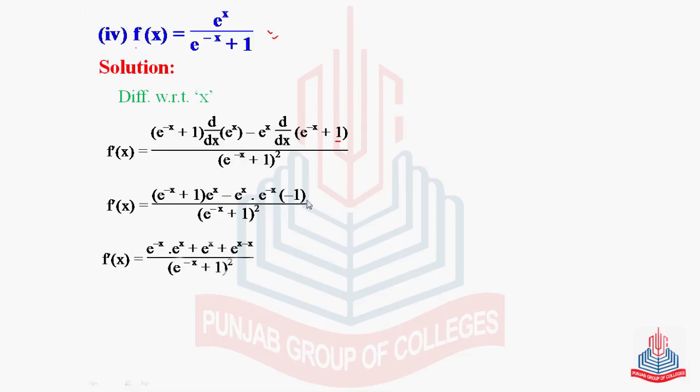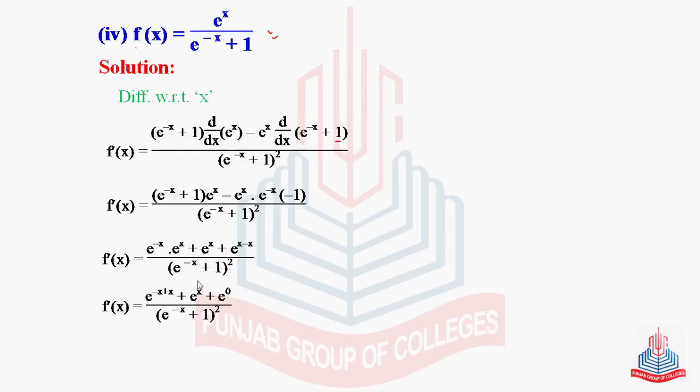Then the derivative will apply on minus x, which is minus 1. e raised to the power x will multiply by e raised to the power minus x, like this, e raised to the power minus x into e raised to the power x, plus e raised to the power x multiplied by 1 will become e raised to the power x, minus and minus will become plus. As we have a common base e here, the powers will be combined, so x minus x will be the power of e. The denominator will be as it is.